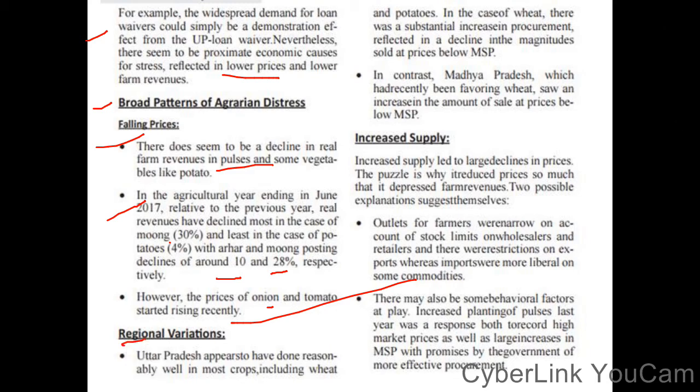Regional variations. Uttar Pradesh has done reasonably well in the crops, including wheat and potato. In the case of wheat, there was a substantial increase in procurement, reflected in the decline in the quantities sold at prices below MSP.